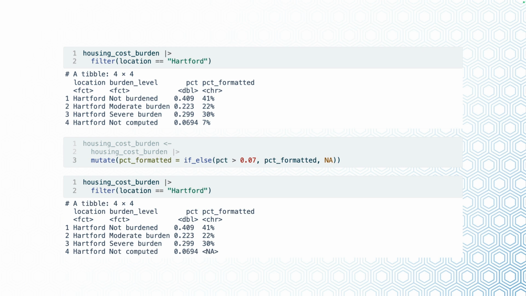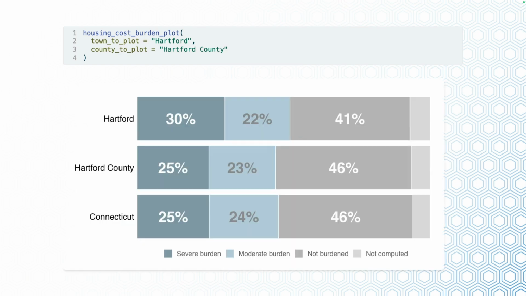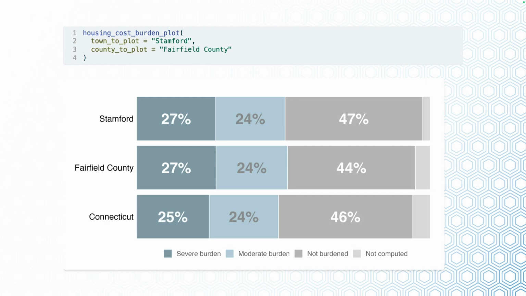So when I run this now, you can see my housing cost burden data looks like this. And take a look at line 4 for "not computed," where percent formatted is missing, which is exactly what we want, because if we run the same code again, we get no text on that not computed section, which looks much cleaner. I could do the same thing for Stamford, which is in Fairfield County, and again, it looks good.